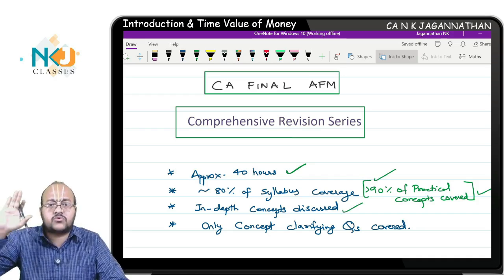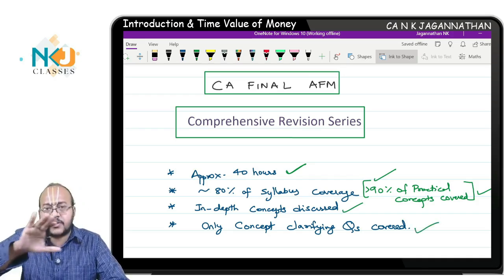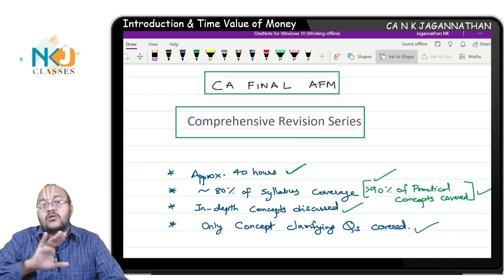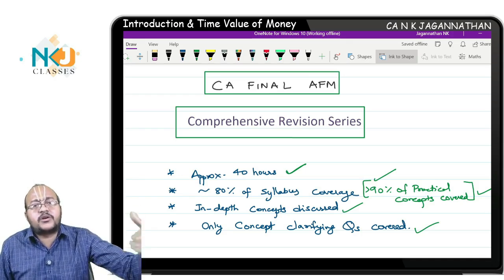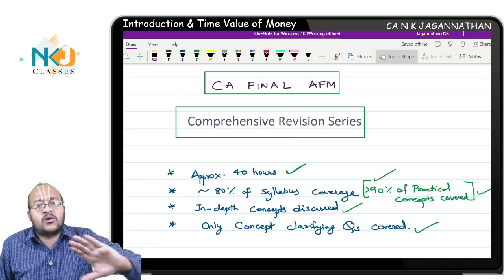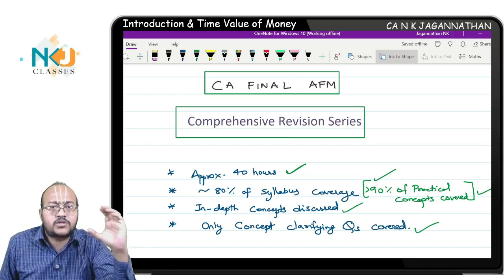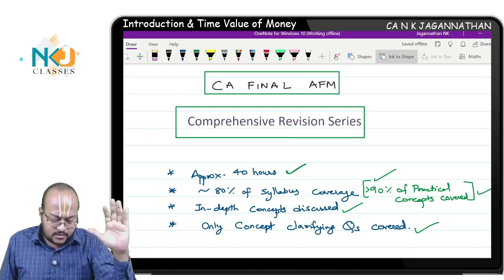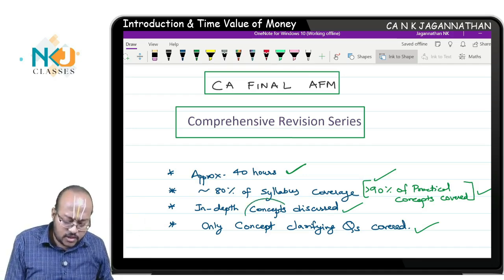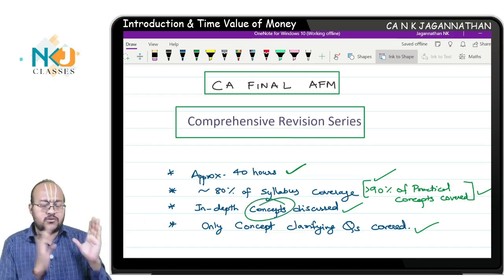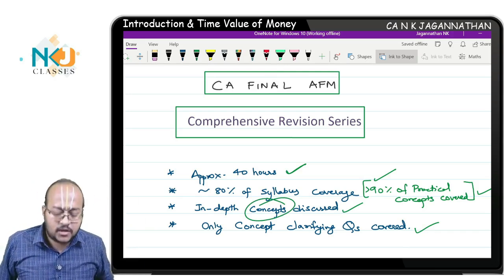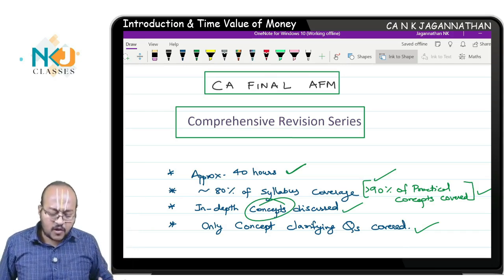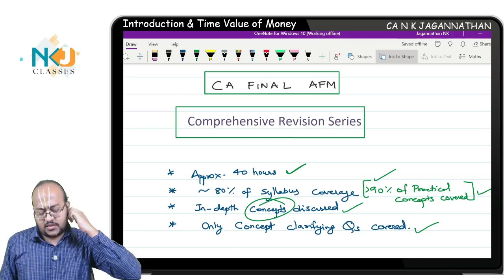Question answers will also be discussed, but only concept clarifying questions, not all the questions, because for the same concept there are so many repetitive questions available. I will not be discussing all those questions, only concept clarifying core questions will be discussed. More priority will be given to the concepts as such. We will take more time for concepts, and we'll also discuss comprehensive questions. So this is the plan for this batch.